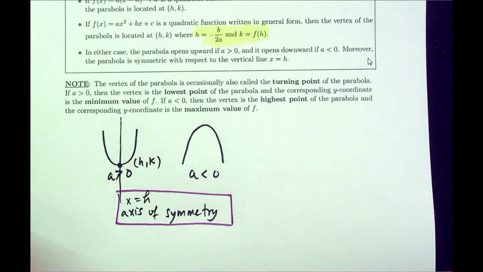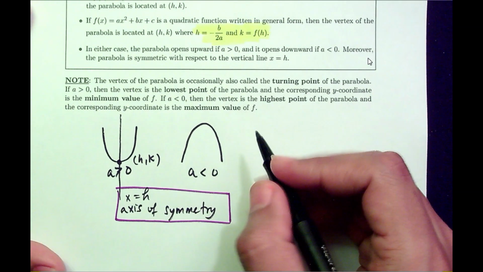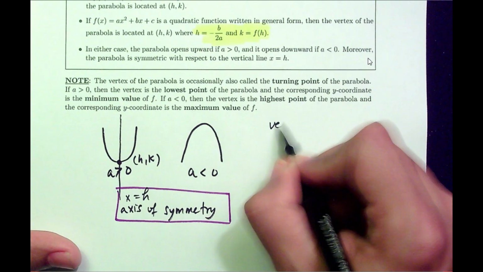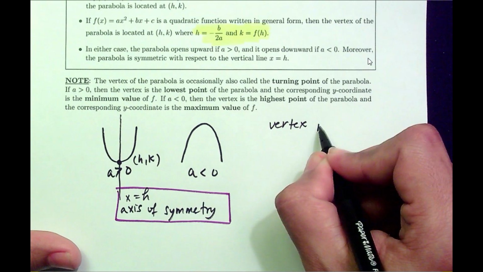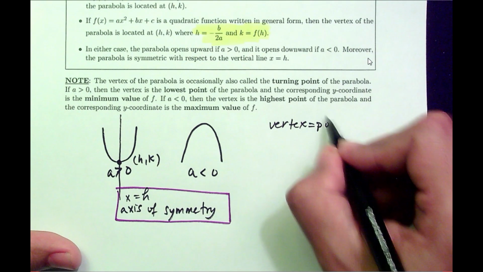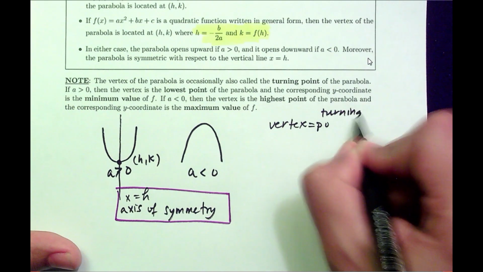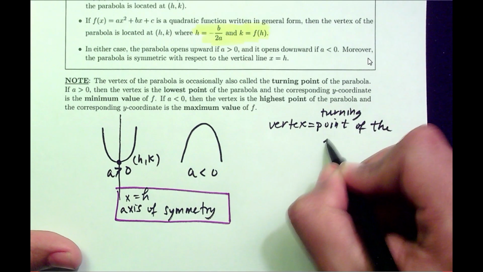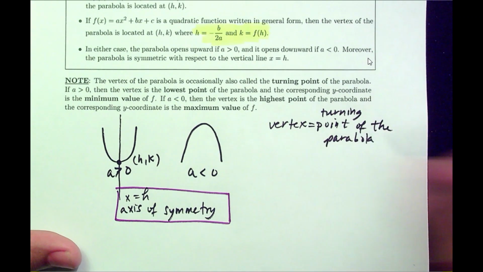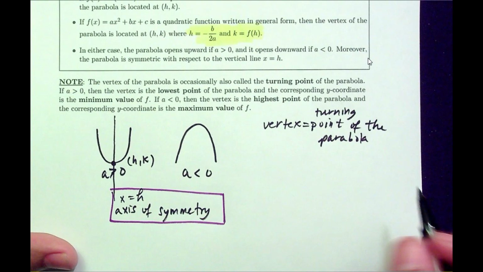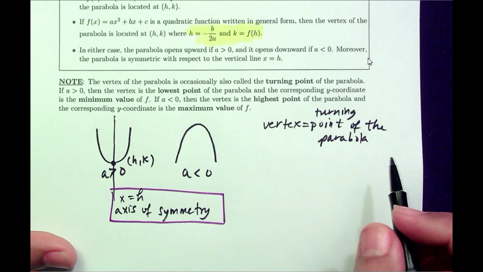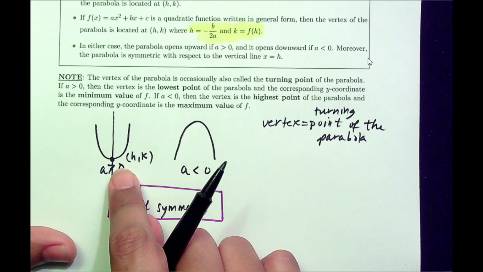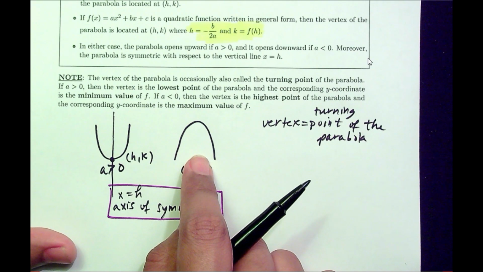Now, one last thing before we do some examples. The vertex is sometimes called the turning point by some people. So the vertex is sometimes called the turning point of the parabola. And again, if it opens up, it is the lowest point. If it opens down, it is the highest point.